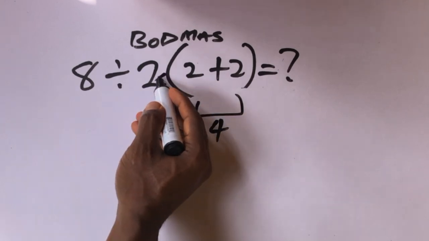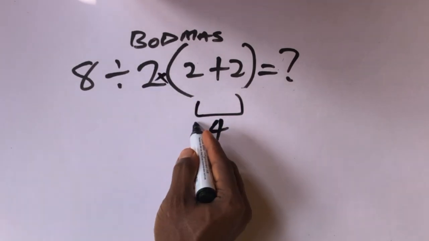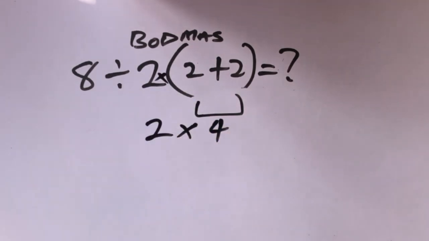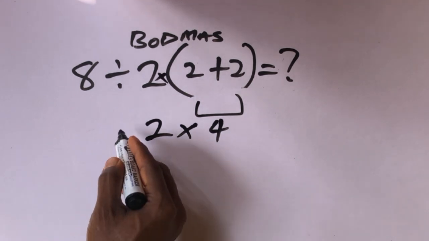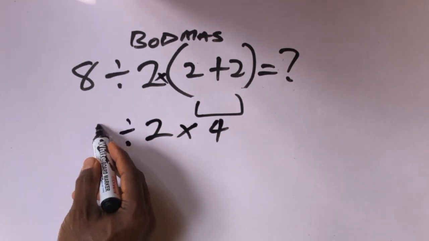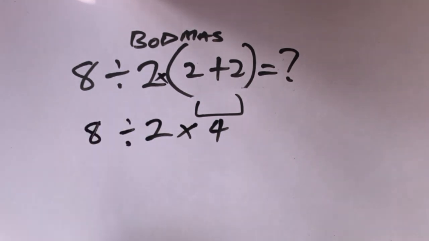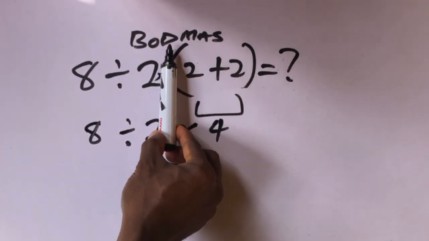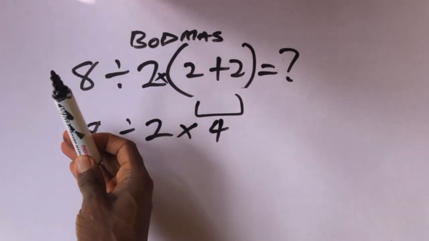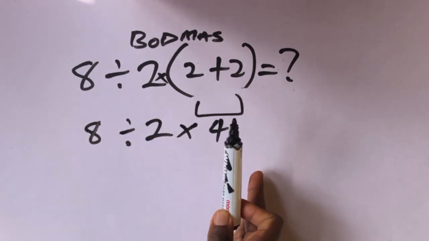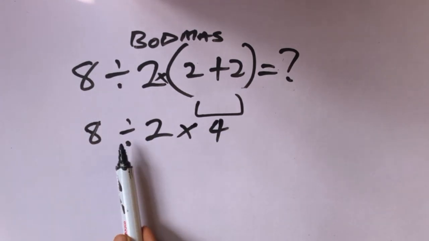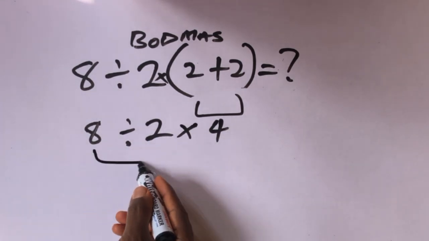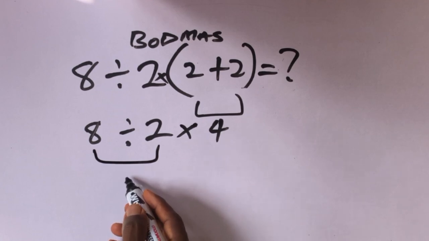4. Remember there's invisible multiplication here, times 2, divided by what? 8. So now if you look at our order of operation, division comes before multiplication because we are solving from left to right. So 8 divided by 2, 8 divided by 2 will give us what?